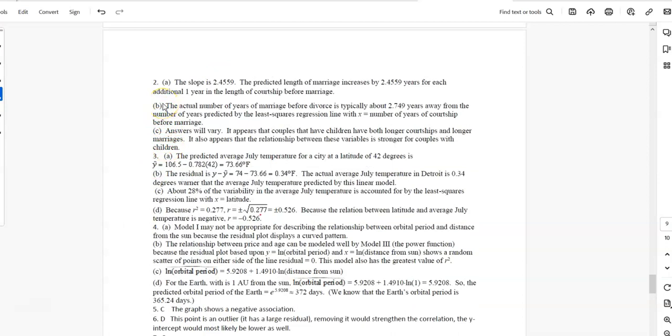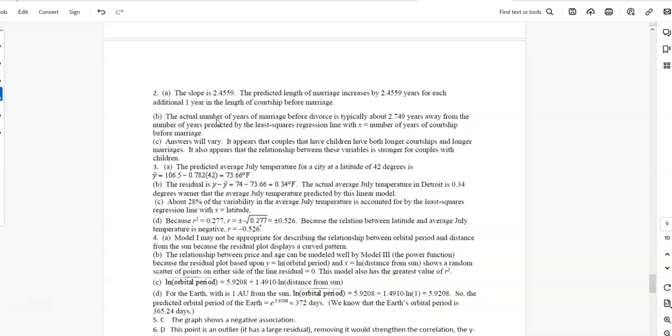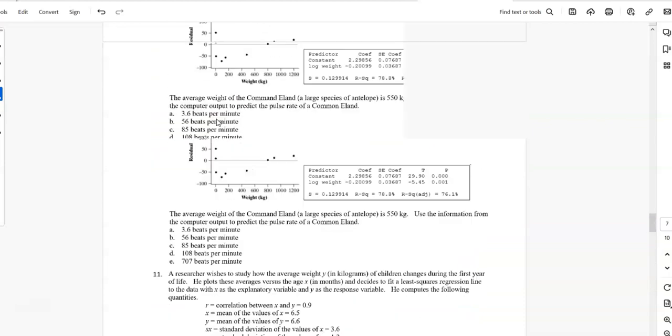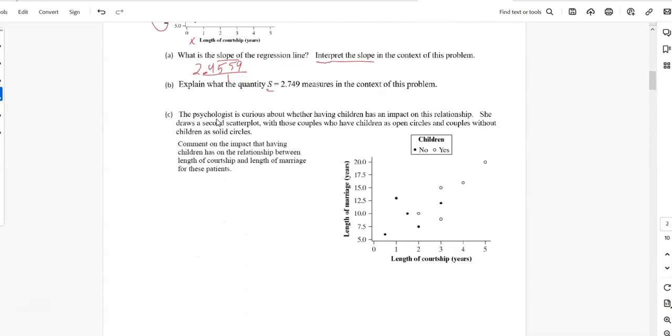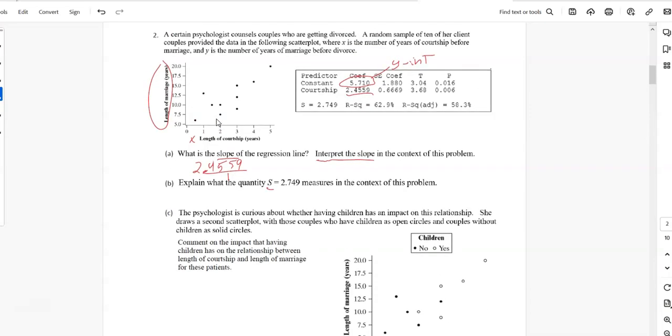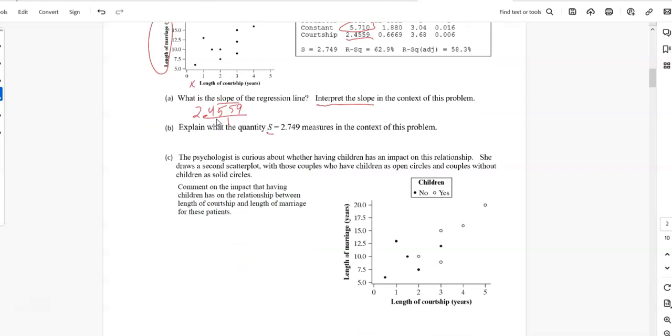So this one, the actual number of years of marriage before divorce is typically about 2.749 years away from the number of years predicted by the least squares regression line, with X equals number of years of courtship before marriage. So that's kind of your error, or your typical average error there, or how many years it would be typically. Okay, so it's predict. Make sure to use the word predict. That's probably the word that's forgotten the most often in that definition.